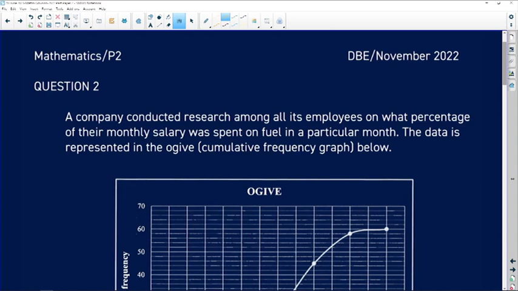All right, let's take a closer look at question 2 of the mathematics paper 2 of November 2022, grade 12. All right, cool. So question 2 reads as follows.